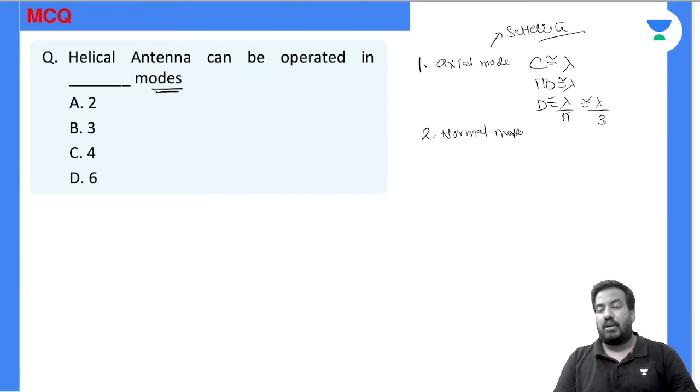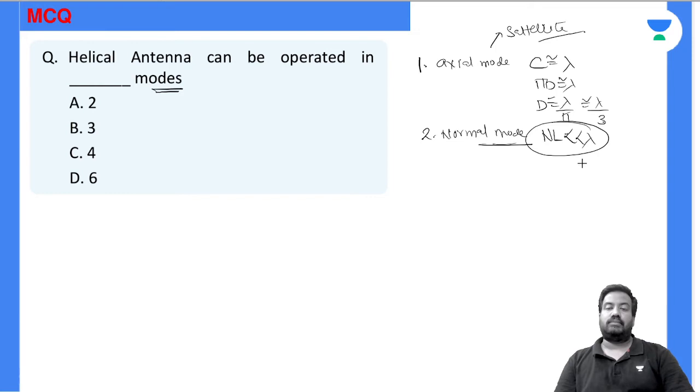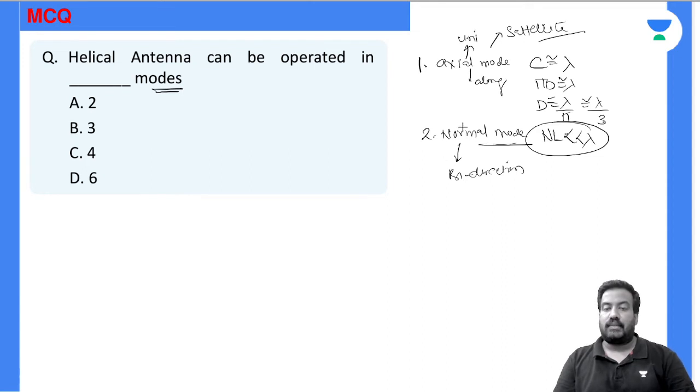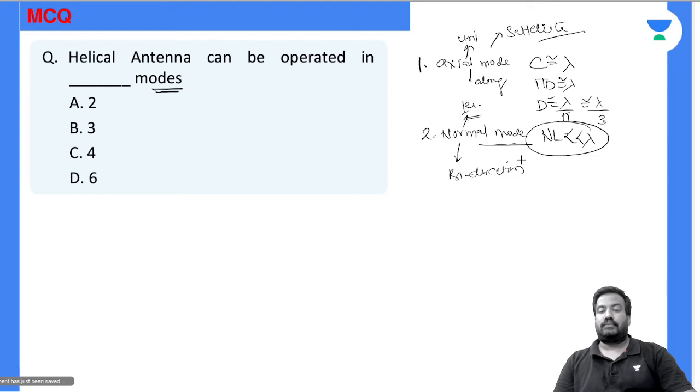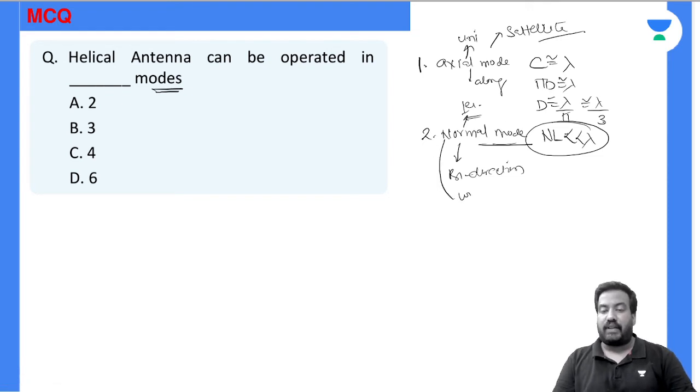In normal mode, the total length of the antenna, n into L, must be far less than lambda. Here the radiation pattern is bidirectional. Here it is unidirectional, along the axis. This is perpendicular to the axis. These are used in Wi-Fi routers.